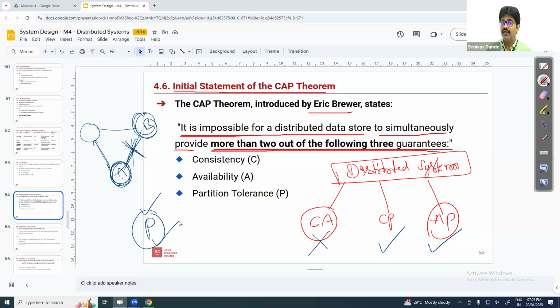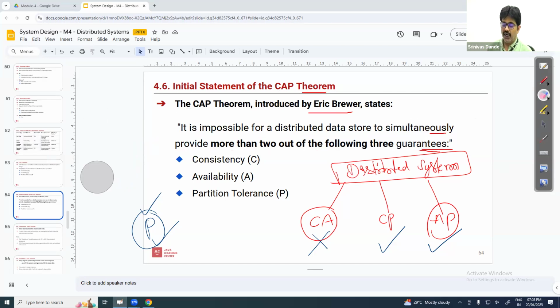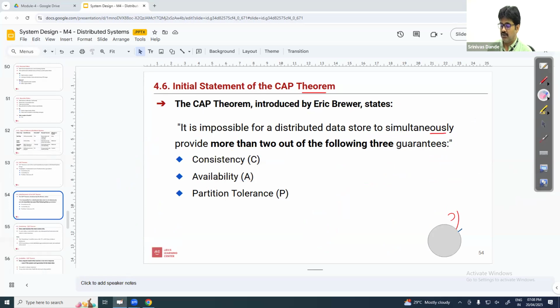Now you decide whether you want either consistency or availability. You will get any one from consistency or availability, either C or A. P is a must. So you will get only two guarantees. More than two means all three, and three is impossible, right?